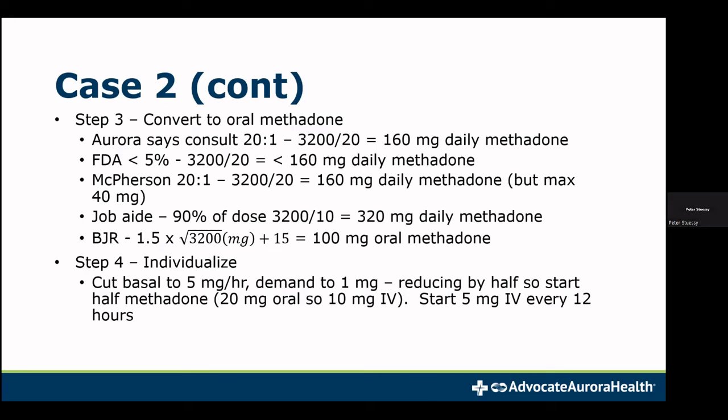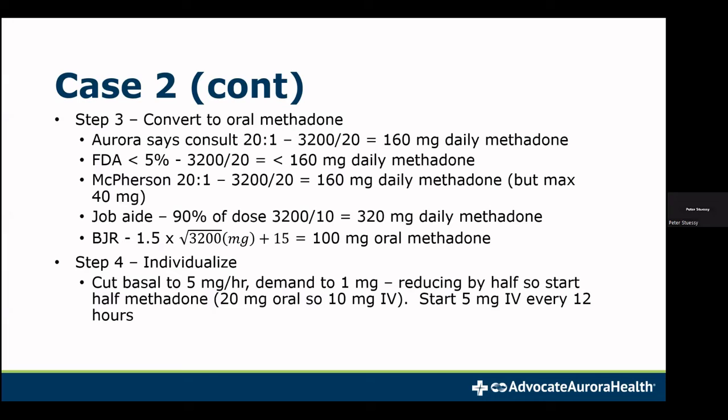All right. Step 4 is to individualize. So we decided, okay, we're going to start half our methadone, so we're going to cut our opiates by half as well. So they cut the basal to 5, cut the demand to 1, and started 20 of methadone. 20 of oral methadone is 10 of IV. So 5 of IV was started every 12 hours. So we used the 1-to-2 conversion from IV to oral here.